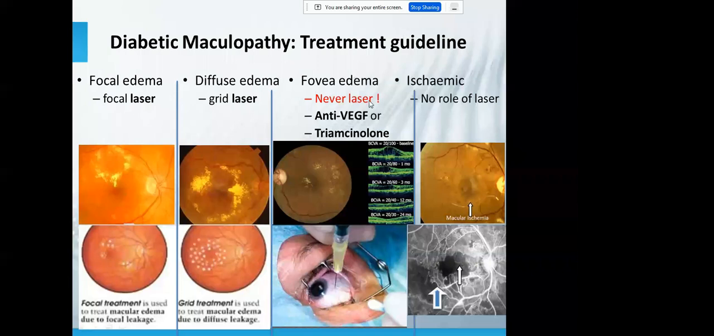So thank God from 2013, these drugs hit our market. We now inject 3.5 to 4 millimeters from the limbus. This area is called the pars plana, where the needle is. We inject a small amount of drug called anti-VEGF, 0.05 into the vitreous.